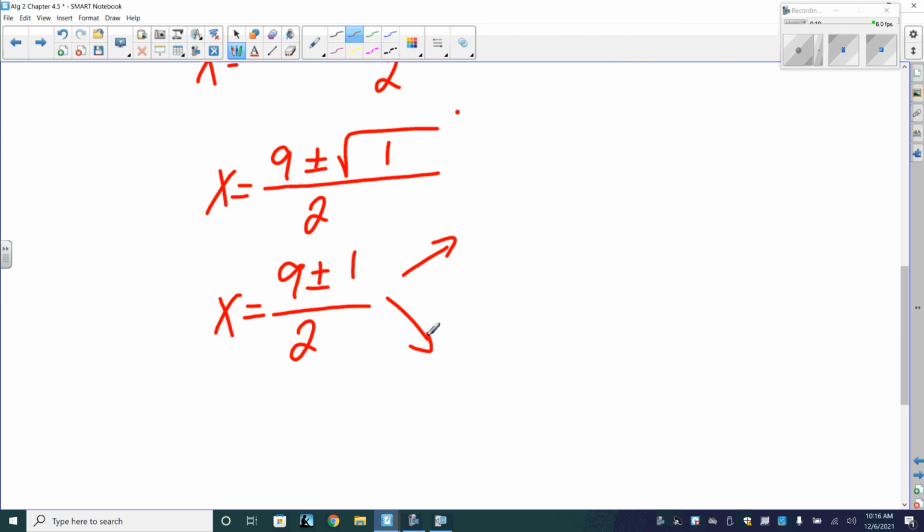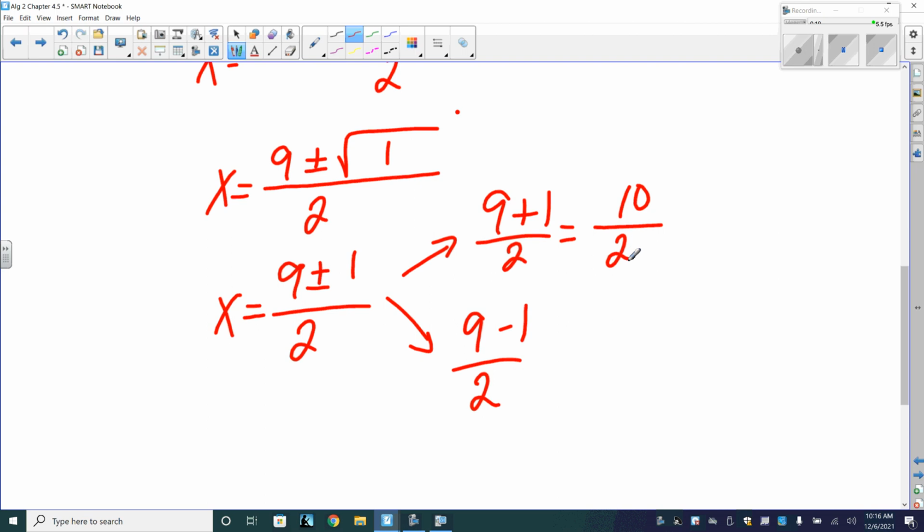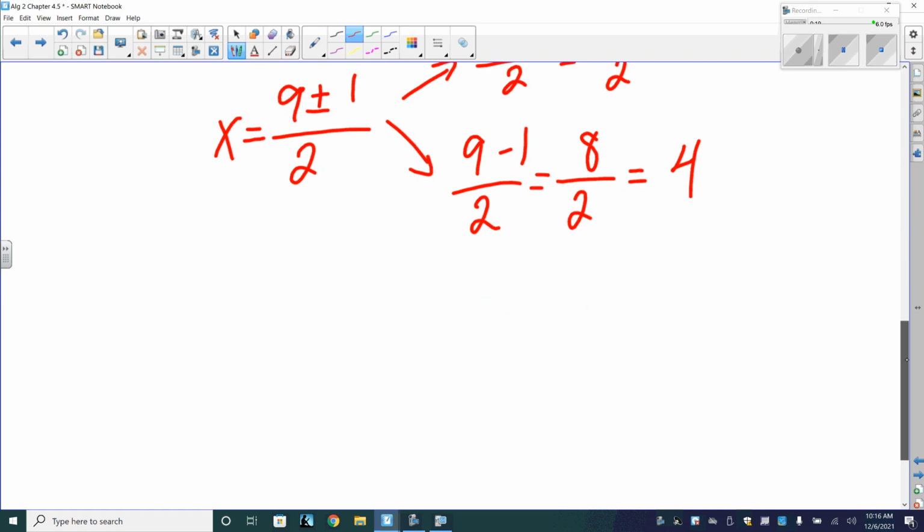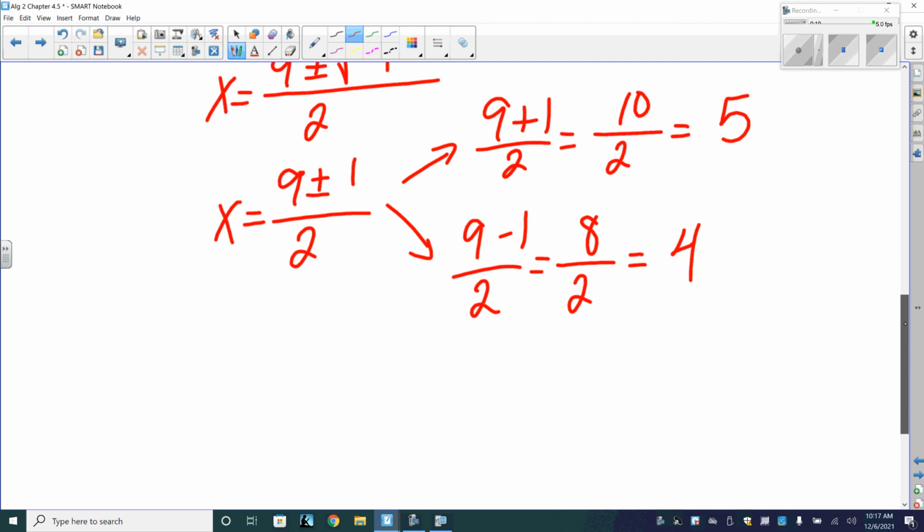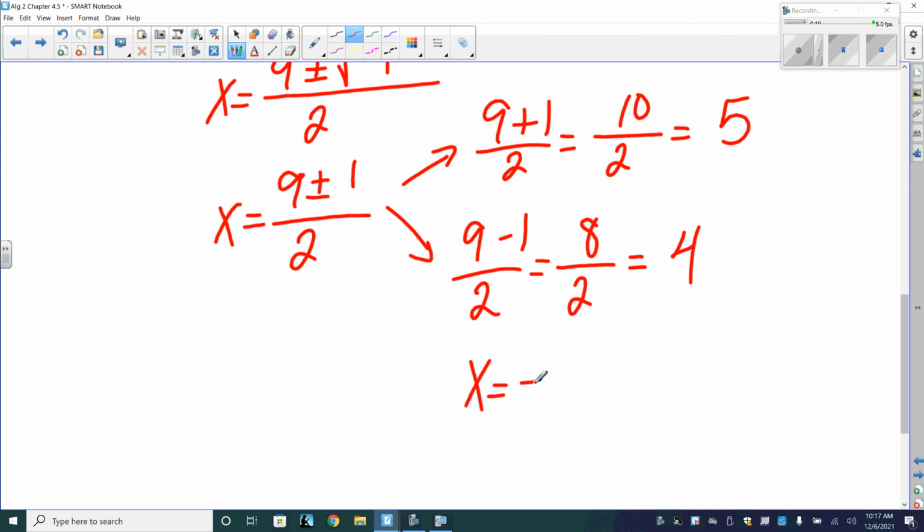Now we can do 9 plus 1 and we can do 9 minus 1, yes? We can add and subtract those, so we'll need to. Well, here 9 plus 1 is 10, and 10 divided by 2 is 5. Here 9 minus 1 is 8, and 8 divided by 2 is 4. So our solutions for this were x is equal to -1, 4, and 5.